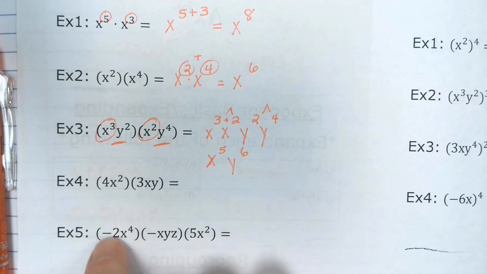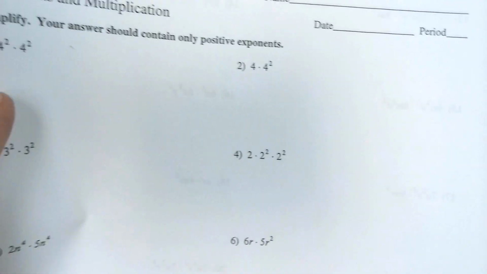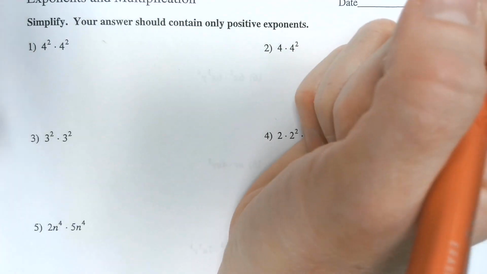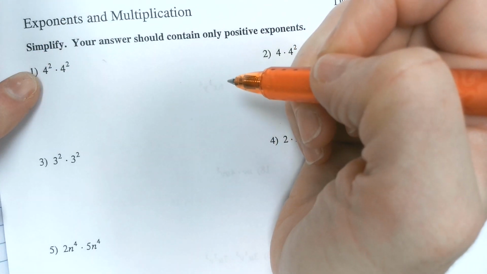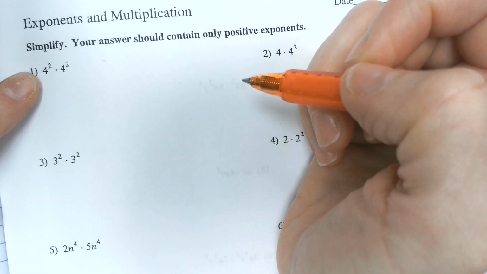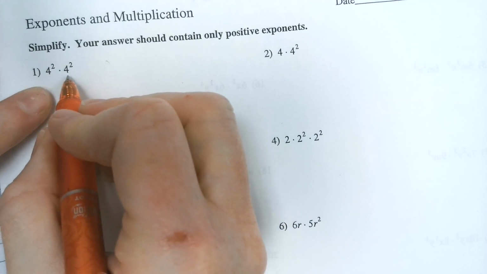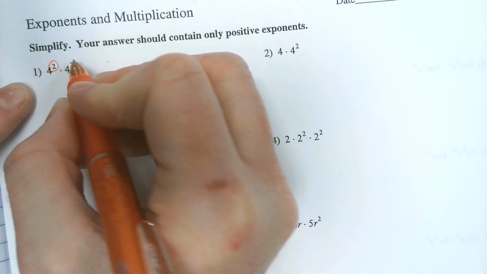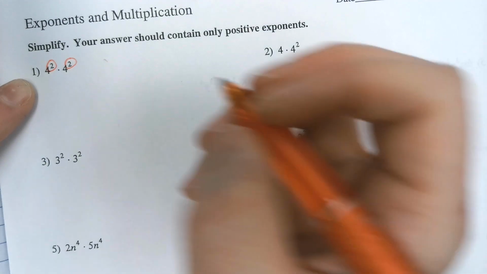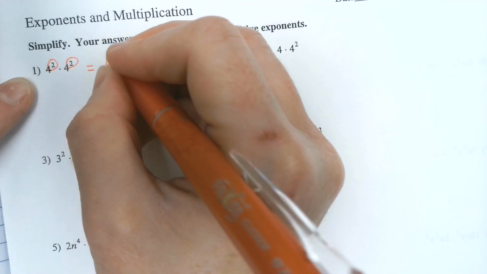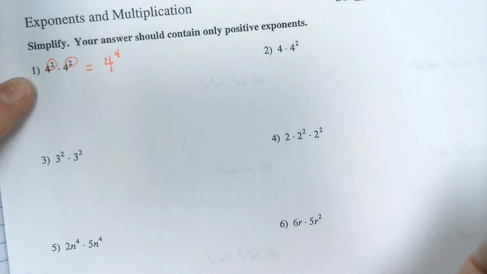Okay, before we do example 4 and 5, we're going to start on our worksheet. So let's look at number 1. I'm not going to have you actually find what it is. I'm going to have you just simplify it. So if we have 4 squared times 4 squared, what do we do with these exponents? Add them, yeah. So it's going to be 4 to the 4th power. So let's just leave it like that.